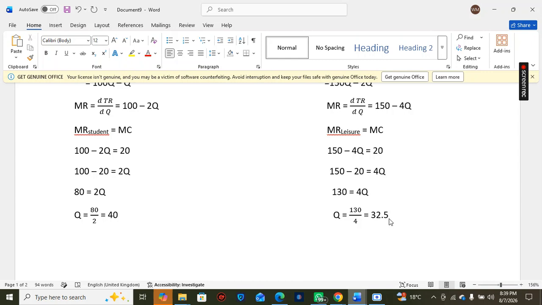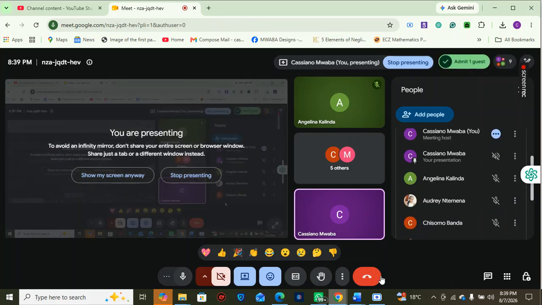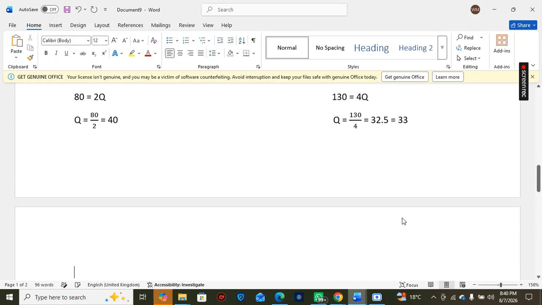Right, colleagues? Any questions so far before we get the price? Okay. So today I'll just round off this value so that I'm not using decimals. So we'll just round this off to 33 students, because I don't want to have decimals in my tabulations like yesterday.